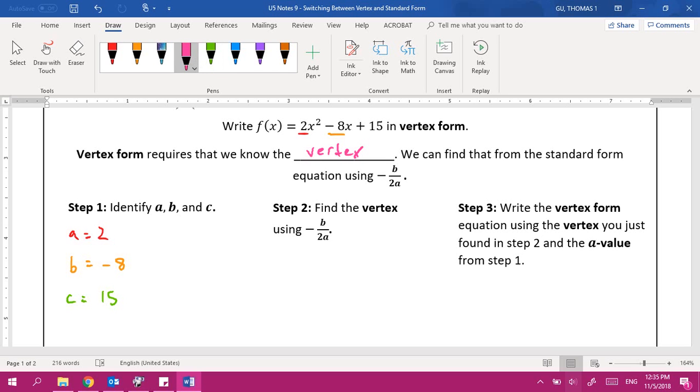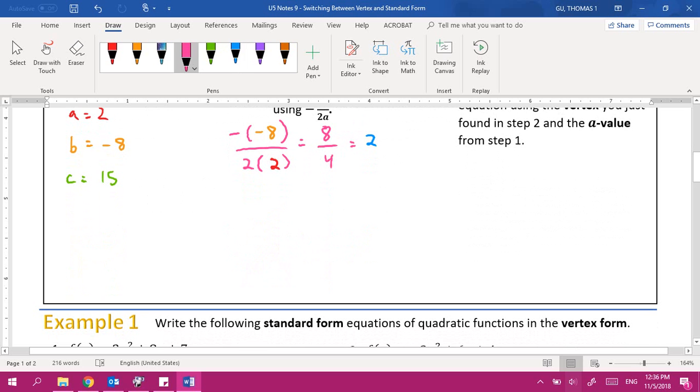Okay, so step 2, we're going to find the vertex, right? We need the vertex to be able to write an equation in vertex form, so we're going to find it using negative b over 2a. So we're going to go negative, and what is b? Negative 8 over 2 times a, but what is a? 2. And so this would simplify to what? What is negative 8? That's just positive 8 over 4, which simplifies to 2. So the x value of my vertex is 2, so I'm going to go ahead and just write that over here. It's going to be 2.